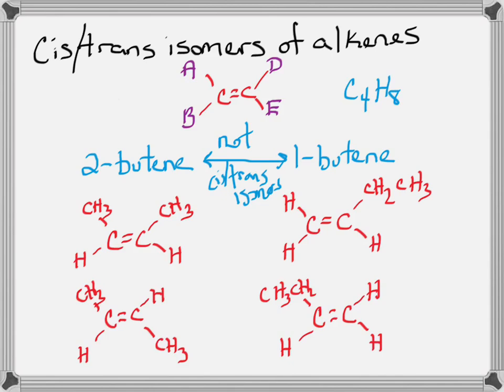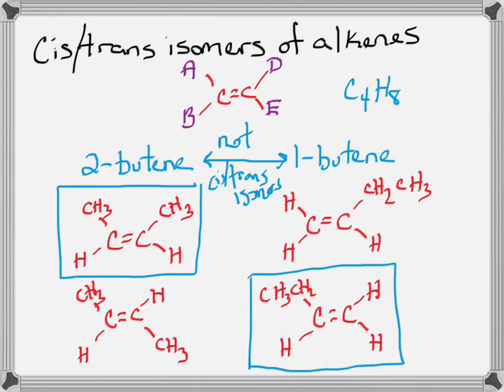So for instance, if you look at this molecule, a 2-butene molecule, and compare it to this molecule, a 1-butene molecule, and again, I could have picked any 2-butene molecule and any 1-butene molecule, the answer is the same. If I compare these two to each other, those are not cis-trans isomers, those are actually structural isomers. They have different names, same molecular formula.